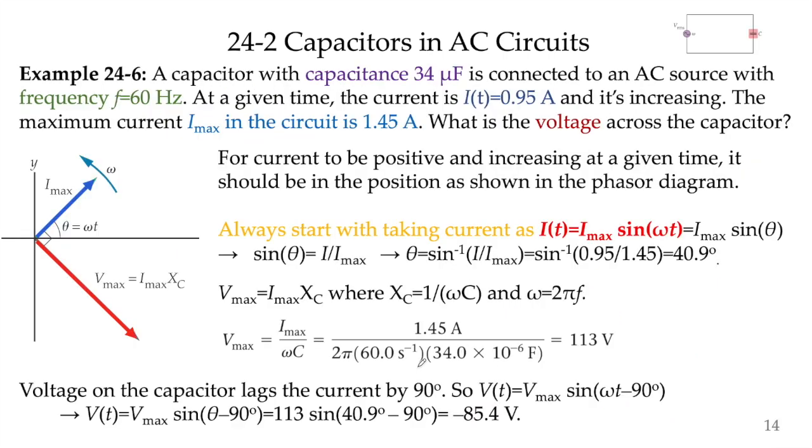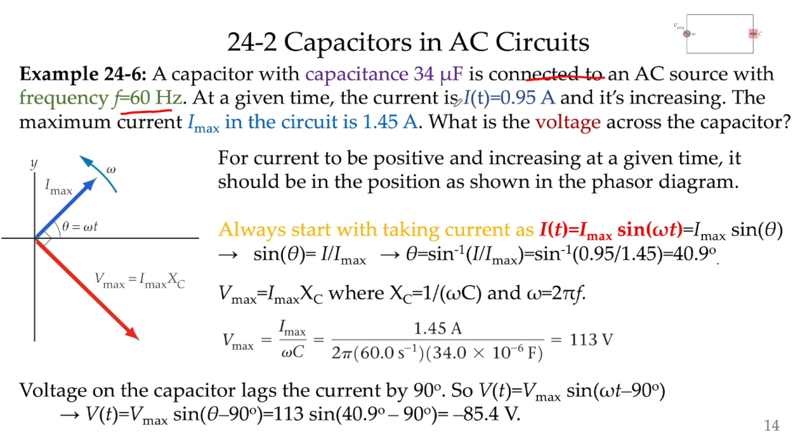Let's continue. This is example 24.6 from the book. Let's say a capacitor with capacitance 34 microfarad is connected to an AC source. Again, we have a circuit with an AC source and a capacitor, and the frequency of the AC source is 60 Hertz. To find omega, remember you have to multiply this by 2 pi.